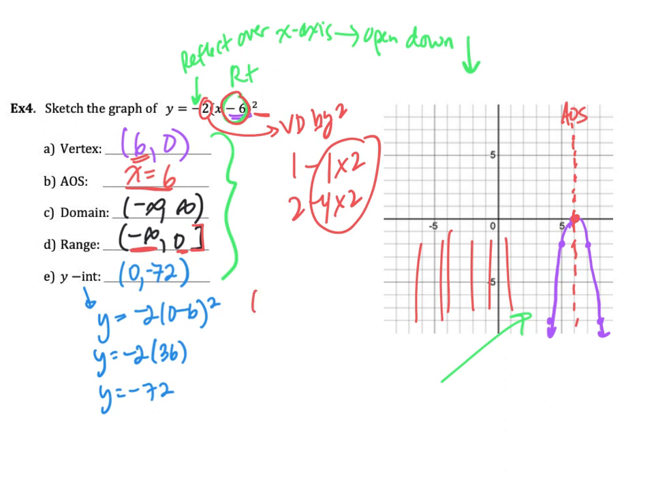How do you find your y-intercept? You find your y-intercept when x is 0. So we plug 0 in for x and solve for y. Well, 0 minus 6 is negative 6. Negative 6 squared is positive 36. And then negative 2 times 36 is negative 72. So my y-intercept is (0, -72).